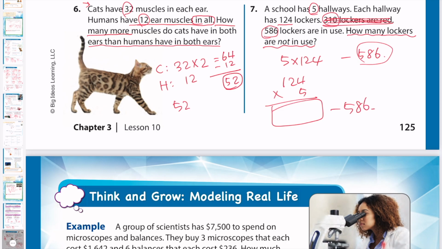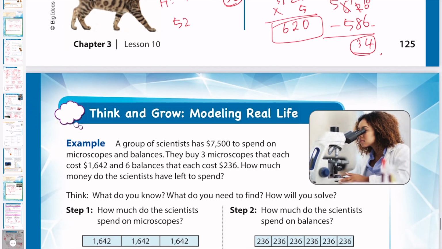Now 5 times 4, 4 times 5 is what? Yes, 20, carry 2 up. 5 times 2 is 10. So 0 plus 2 is 2. Still you have 1 up here, right? Remember. And 5 times 1 is 5. 5 plus 1, 6. All right. So now I'm going to take away 620 to this. It becomes 1 and 10, 4, and 5, 11, 3. So what? Okay, 34 lockers are not in use. That means what? 34 lockers are available. All right, let's move on.